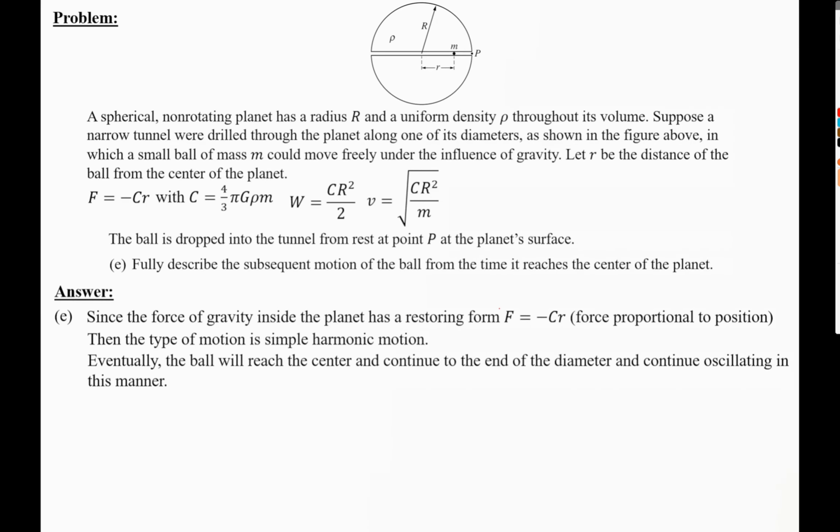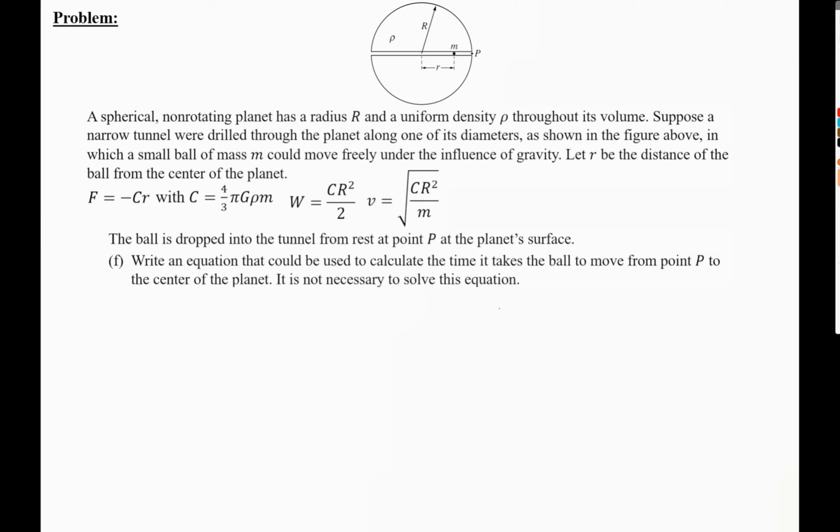Eventually the ball will reach the center and continue to the end of the diameter and continue oscillating in this manner, which is exactly like a horizontal spring. Now in part F, write an equation that could be used to calculate the time it takes the ball to move from point P to the center of the planet. It is not necessary to solve this equation.